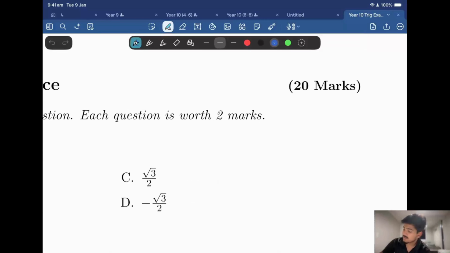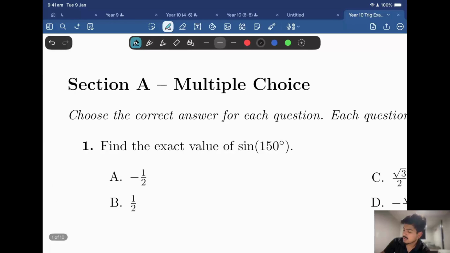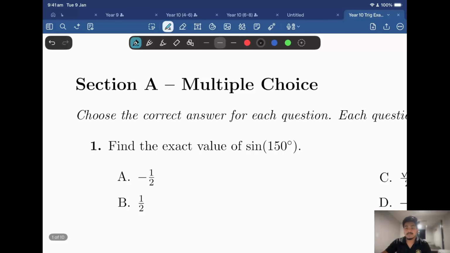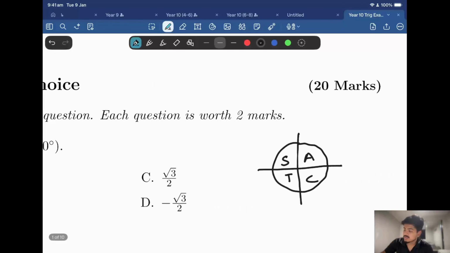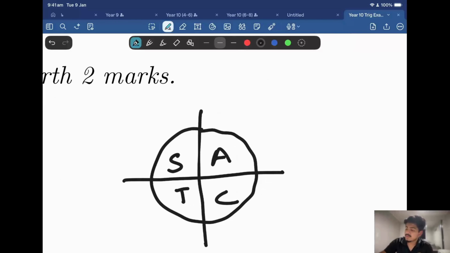So the first step here would be to draw our unit circle. Okay, so we have our unit circle, and it goes A, S, T, C, all stations to central. And we're trying to find the exact value of sine 150. So you guys should know that 150 will be in the second quadrant, so over here, and it will look something like this. Okay, and we need to look at our reference angle.